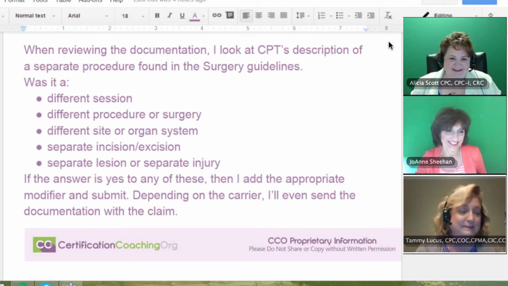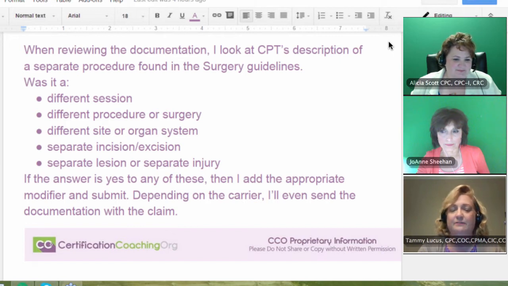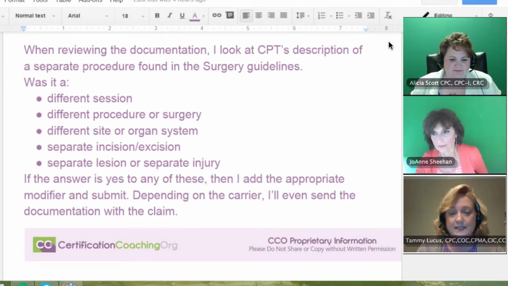But anyway, when you are reviewing your documentation, look at the CPT's description of separate procedure that's found in the surgery guidelines. You want to know what that separate procedure is going to be. So it's going to be a different session, a different procedure or surgery, or a different site or organ system, separate incision or excision, separate lesion, or a separate injury.